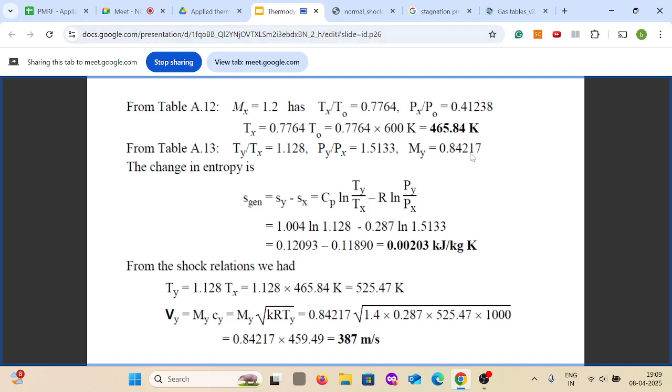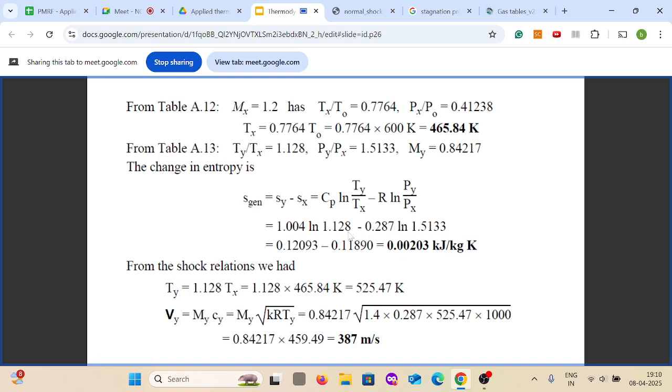So 0.8422. The change in entropy, Sy minus Sx, is Cp ln T2 by T1 minus R ln P2 by P1. We know the temperature ratio and pressure ratio, T2 by T1 and P2 by P1. Substituting the values, we get 1.004 for air into ln 1.128 minus R, which is 0.287, into ln 1.5133. So the entropy generated is 0.00203 kilojoule per kg Kelvin. That is the entropy generated for flow across the normal shock.